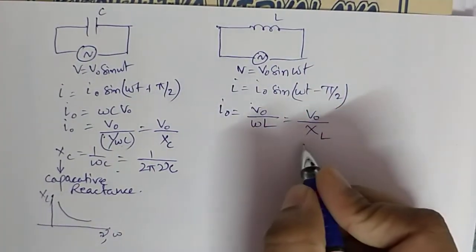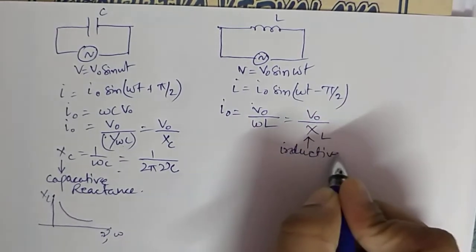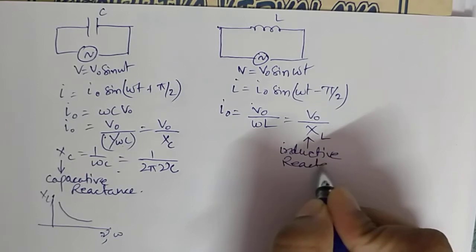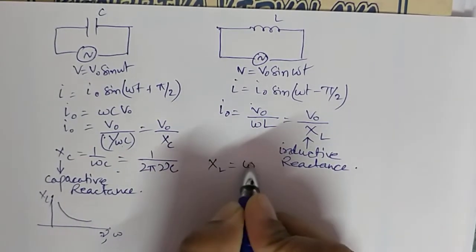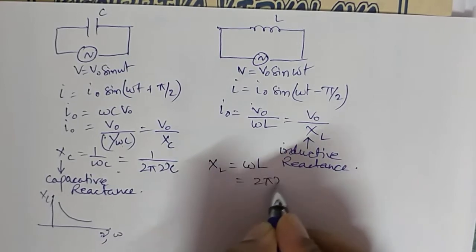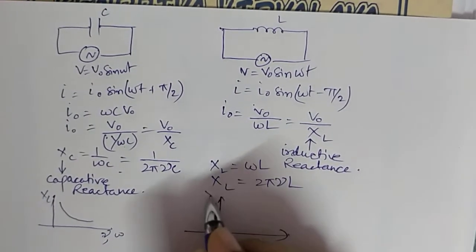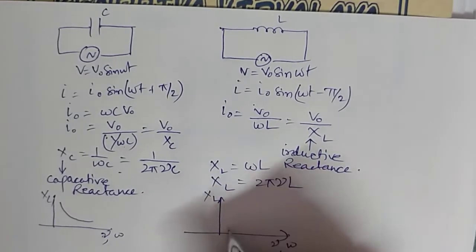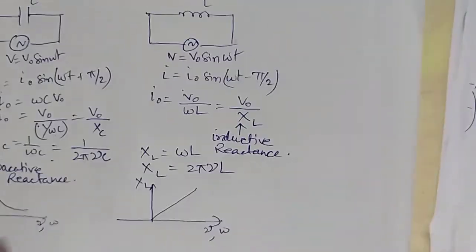That means inductive reactance. Okay, and from here XL will be equal to omega L, that means 2 pi nu L. There is a direct relation. So if you have to plot XL with frequency or with omega, anything, you will get a straight line like this.